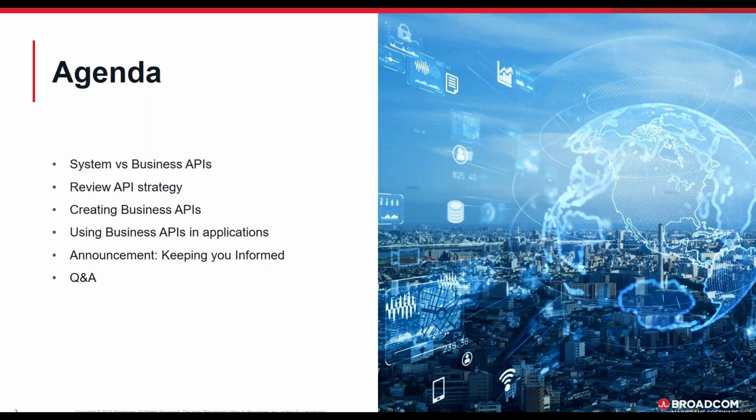Okay, so what we'll cover today: we'll talk a little bit of background about APIs and how we distinguish between what we call systems versus business APIs, and a very quick review of the overall strategy of what we've been doing. Then we'll talk about an initiative we're working on to provide a tool that can be used to create business APIs automatically. And then Vamshi will show a real-world use case of building a browser-based application that uses an API that we created. And then Sheila had some announcements, so we'll cover those.